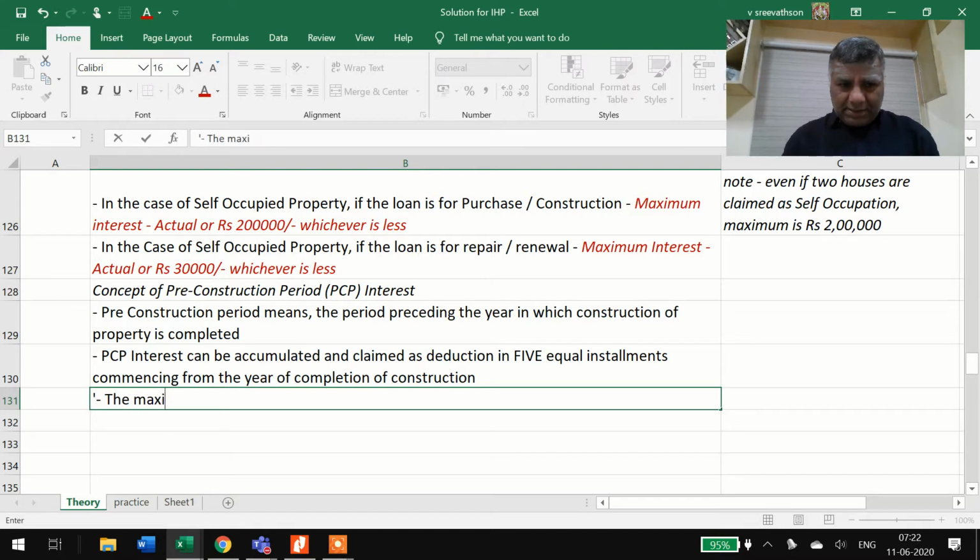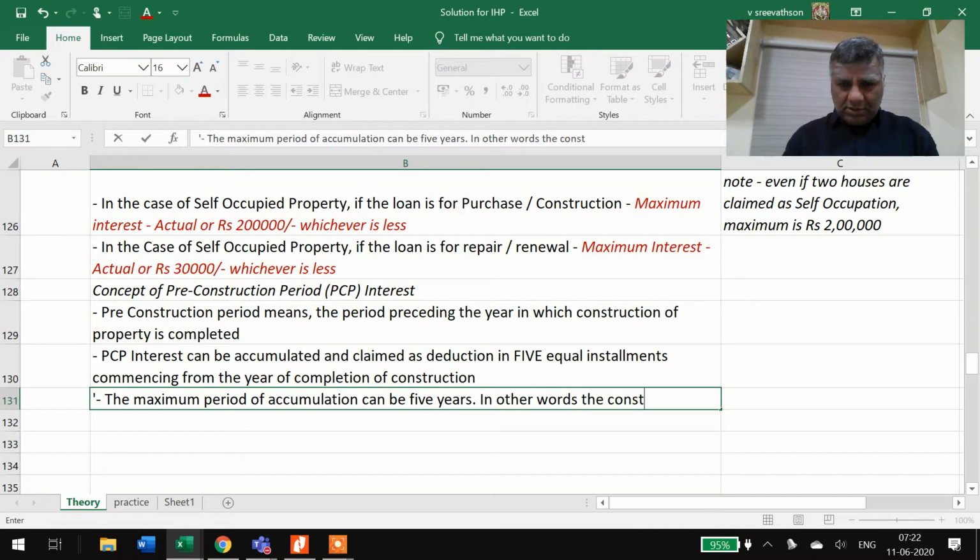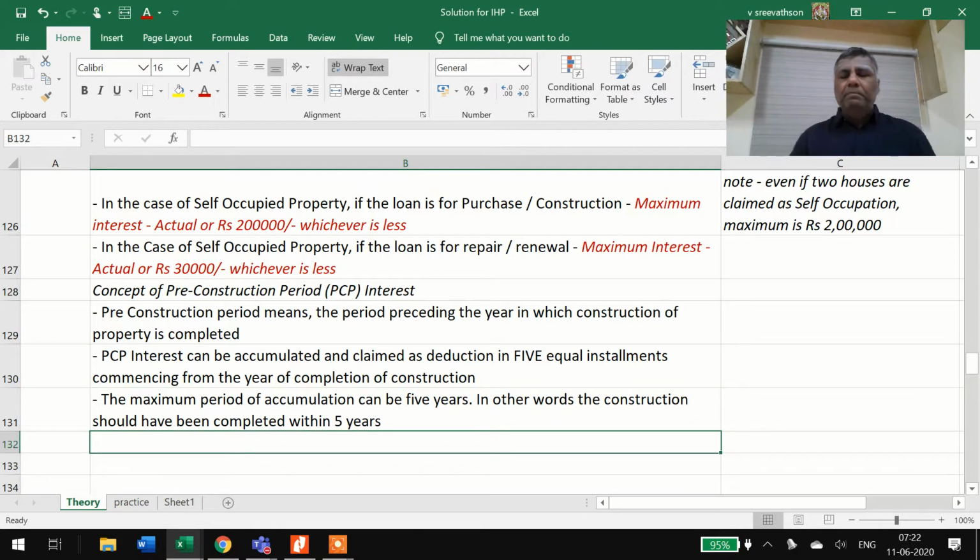The maximum period of accumulation can be 5 years. In other words, the construction should have been completed within 5 years.